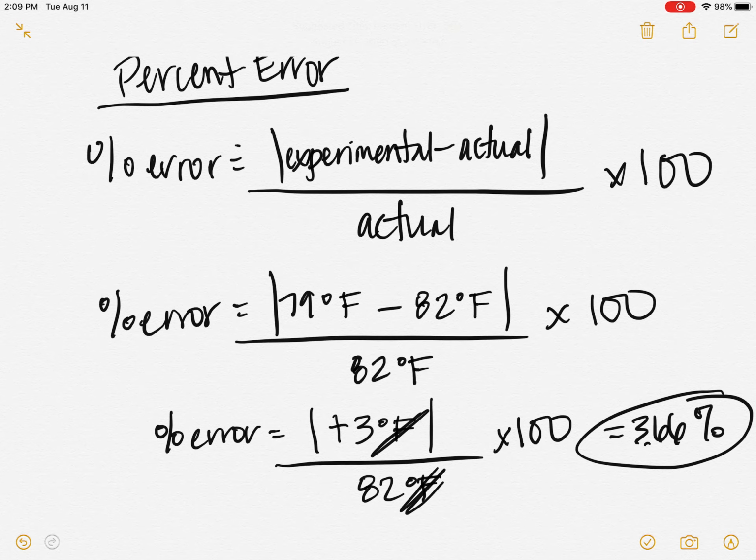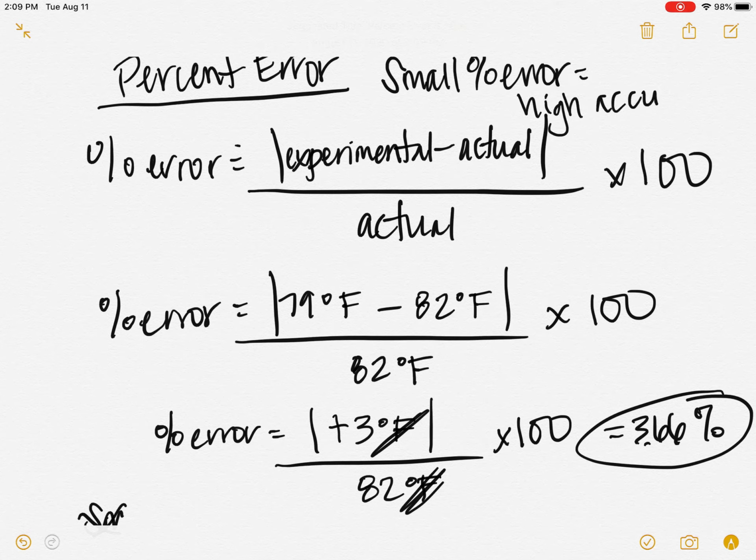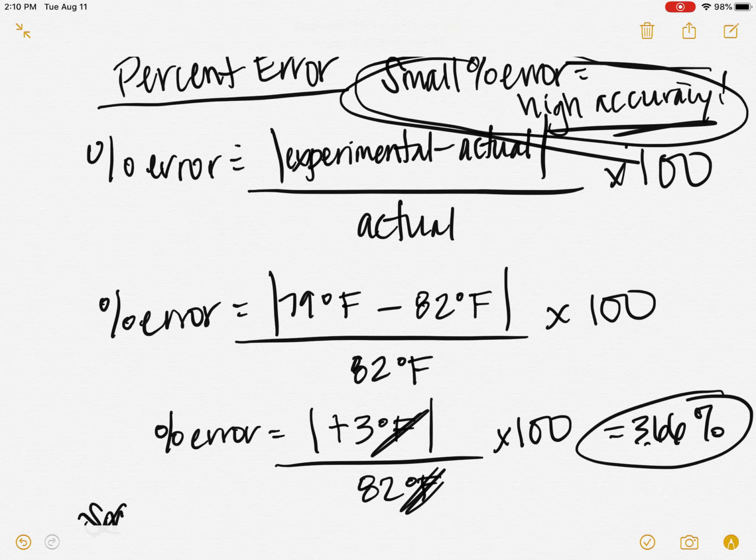And one big takeaway from this is that I'm at the end of my room. Sorry. I'll go up here. So a small percent error equals high accuracy, right? So think about it. Remember, it was 79 versus 82, and I only had a less than 4% error, so that's pretty accurate. And think about if it was exactly 82, right? 82 and 82, well, your percent error would be 0. So the smaller the percent error, the higher the accuracy is in your measurement. Okay, and percent error is something that we'll be discussing and talking about, especially related to lab experiments.